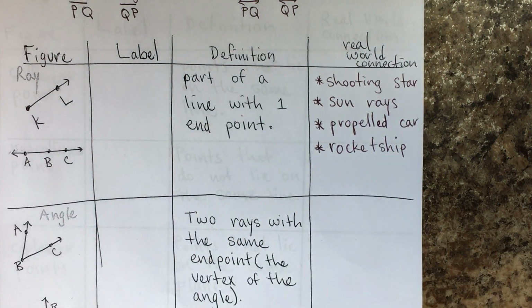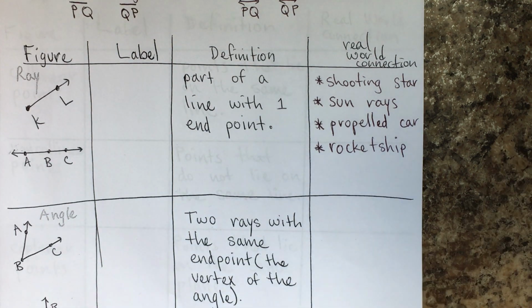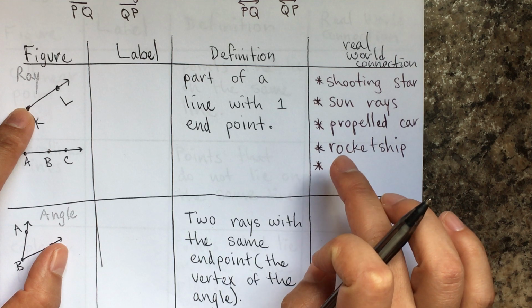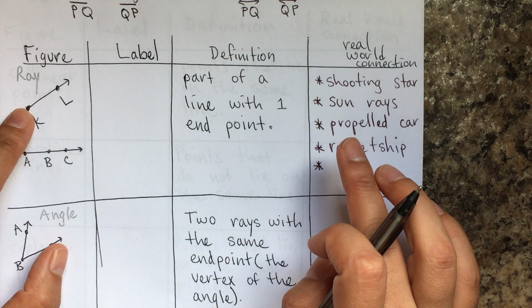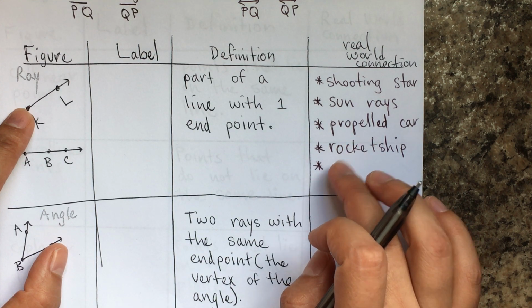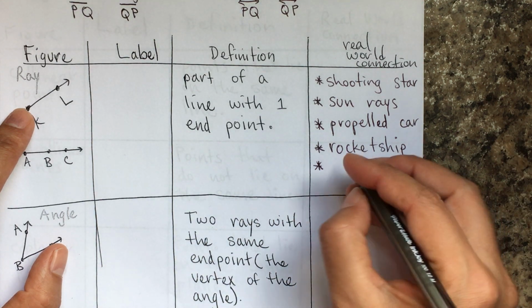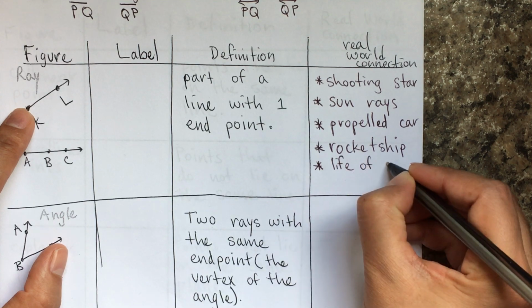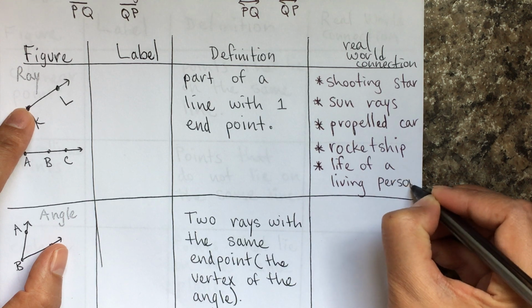Let me see if there are other interesting ones. Oh, one that they came up with was the life of a living person. Why? Because we know that their life started when either conceived or when they were born, and they are continuing with their life, and we don't know when it's gonna stop. Okay, so life of a living person.